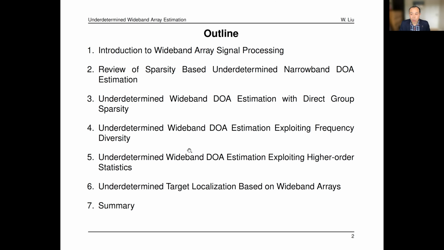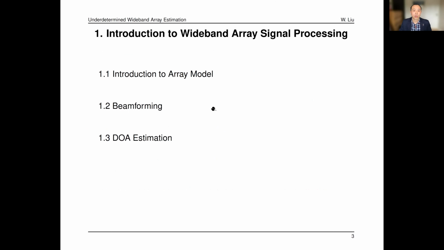This whole tutorial will be in 3 parts in this recording. Sections 1 and 2 will be the first part, sections 3 and 4 the second part, and sections 5, 6, 7 the third part. First is section 1, introduction to wideband array signal processing. 1.1 is an introduction to the array model, and then we talk about the difference between narrowband and wideband in these 2 aspects: one is beamforming, one is DOA estimation.